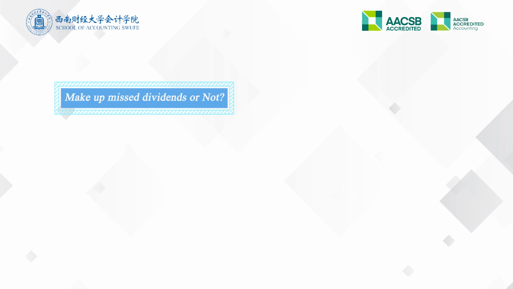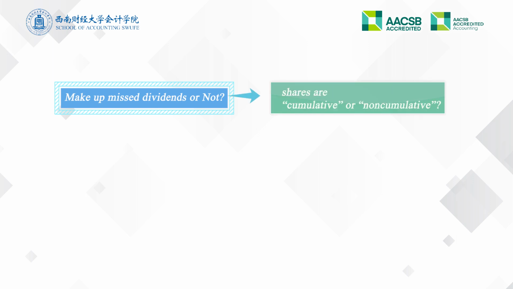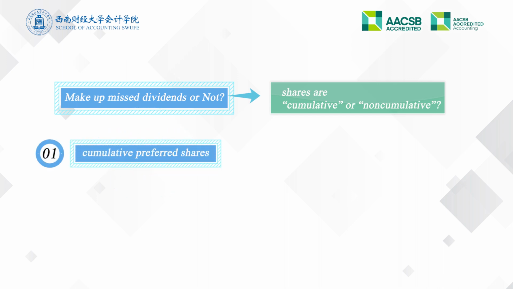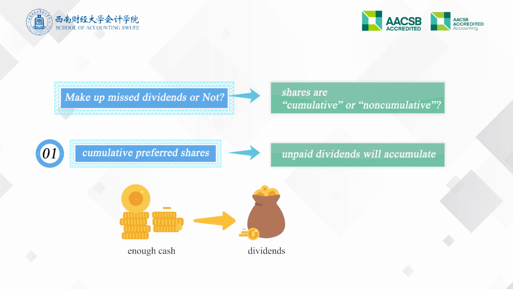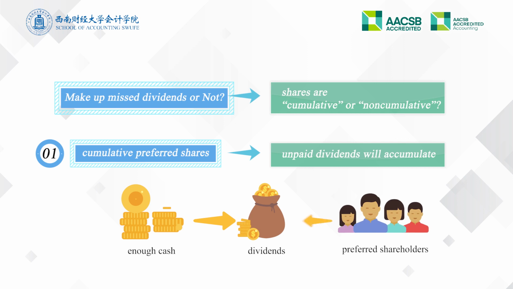Whether the missed dividends will be made up depends on whether the shares are cumulative or non-cumulative. If the shares are cumulative, then the unpaid dividends will accumulate. We call the unpaid dividend in arrears. Later, when the company has enough cash flows to pay dividends, the preferred shareholders have the right to be paid both the current and all the previous period's unpaid dividends, and they can be paid before the ordinary shareholders.